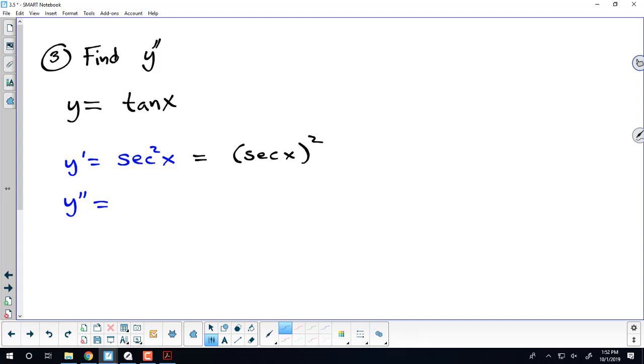Notice that this is a composition of two functions. The inner function is secant and the outer function is a squaring function. So to take the derivative of this as it is, this is coming in 3.7 when we talk about the chain rule. The derivative of that is g of x times the derivative of g of x. So before we take the second derivative, we're better off writing secant squared as secant times secant, and then applying the product rule.